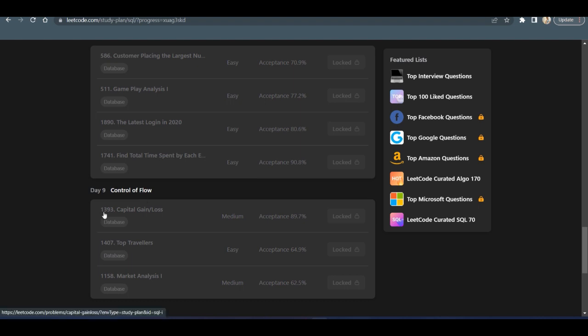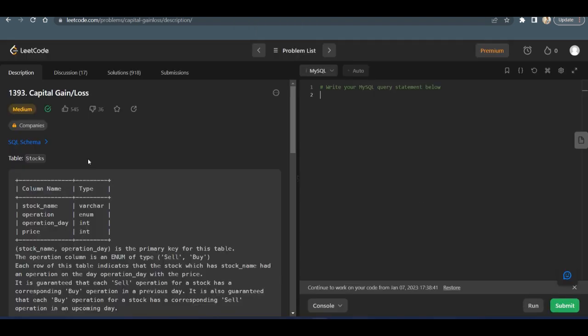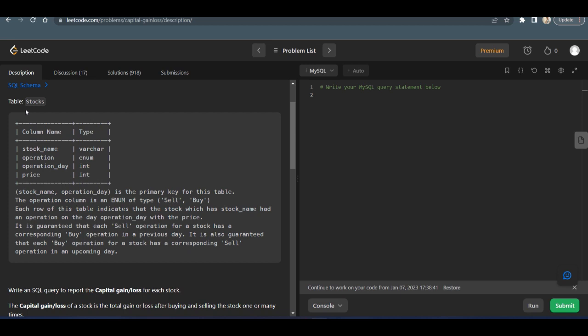So the question is 1393 capital gain or loss. This is a question from the medium band. Let's see the question. You can see the table having the name stocks is given here. The table has 4 attributes: stock name, operation, operation day and price.